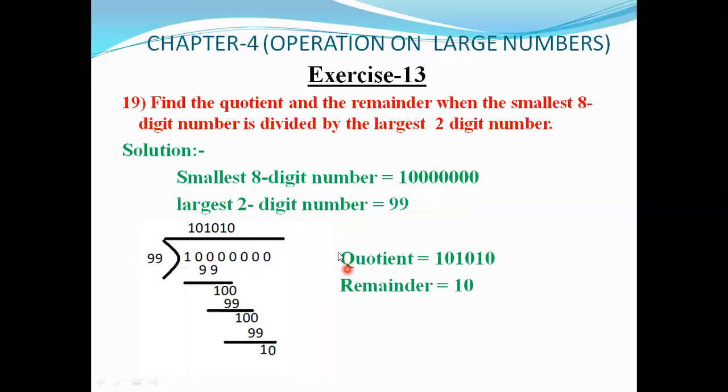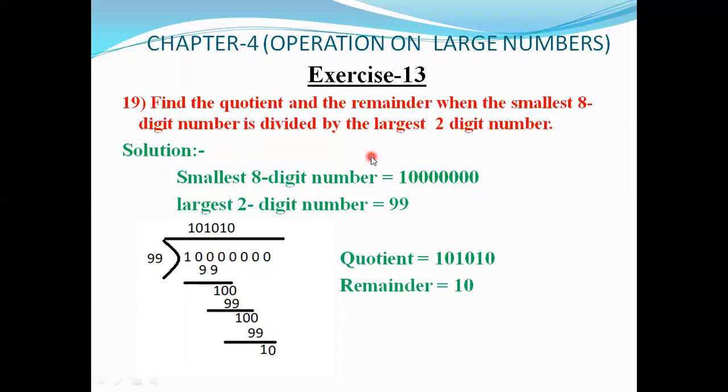Now, how can we solve question number 19? Firstly, we try to understand what the question says. Find the quotient and the remainder when the smallest 8-digit number is divided by the largest 2-digit number. First we write the smallest 8-digit number. You already know it from class 4 and class 3. The smallest 8-digit number is 1 followed by 7 zeros.